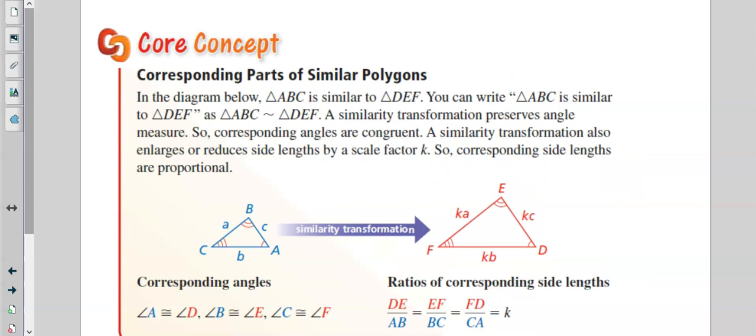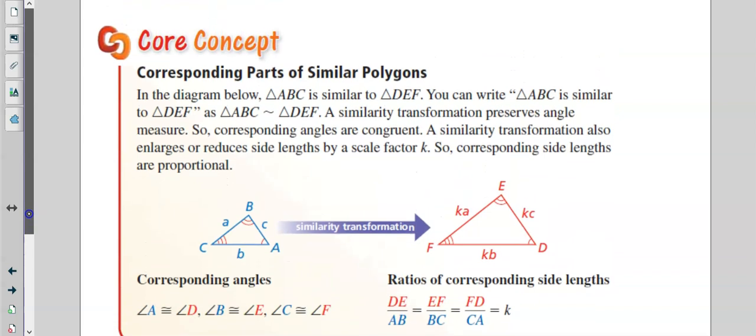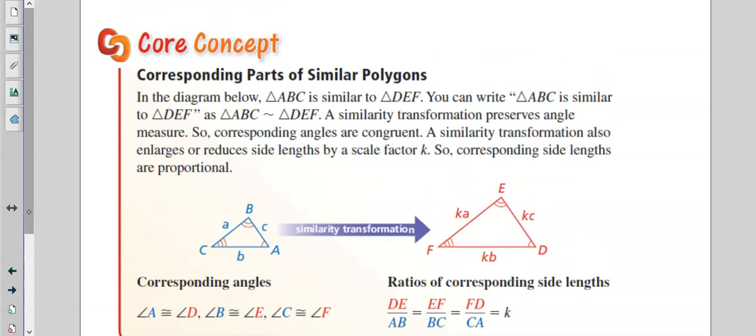All right, new stuff. So we've been talking this whole time for quite a while about congruent triangles. And now we're going to introduce the idea of similarity, similar polygons. We're going to use this symbol right here, this wavy line.